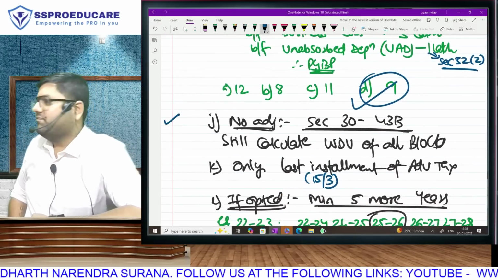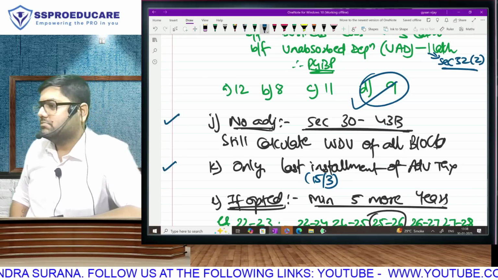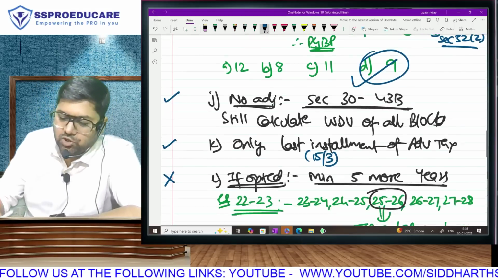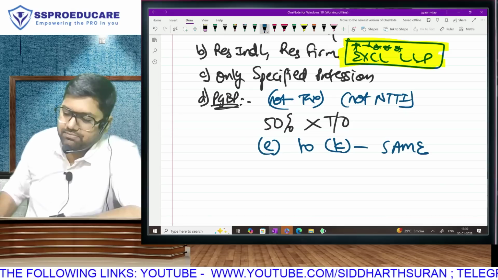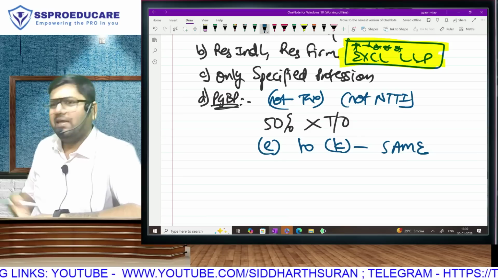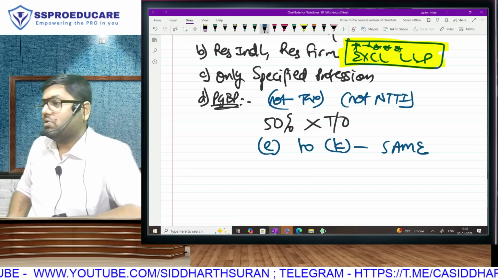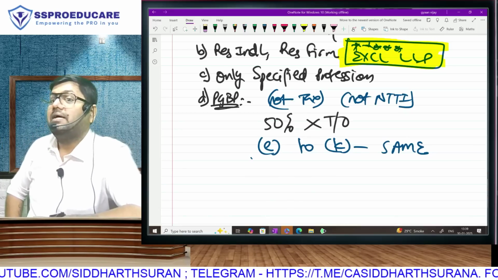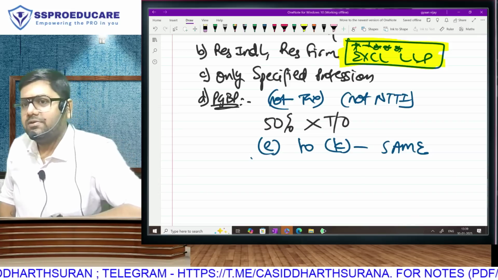Calculate WDV of all blocks. We discussed the 2 reasons for it. Only last installment of advance tax, even ADA. So 44AD, ADA, only last installment. Only this minimum lock-in is not applicable. Means all the points from E to K are same. L is not applicable. Lock-in is applicable only for AD, not applicable for ADA. AE also, but AE we will talk about. E to K, same. So I have ticked everything in blue color or crossed in blue color, whatever is not applicable. And here I have written also in blue color so that you know the cross reference. That blue tick or cross is basically applicable for ADA.